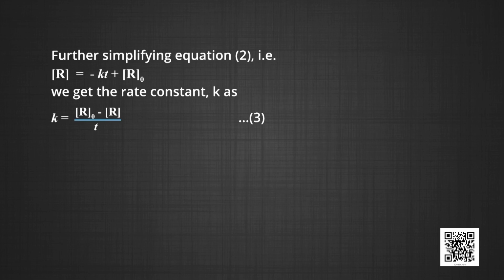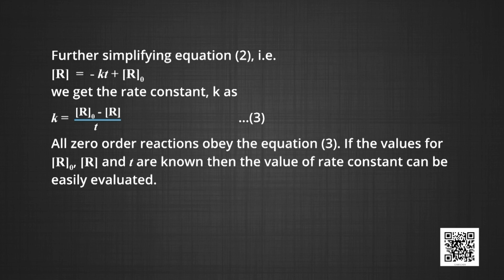Further simplifying equation 2, we get the rate constant k as k equals ([R]0 minus [R]) by t. This is equation 3, where [R]0 is the initial concentration and [R] is the concentration at time t. All zero order reactions obey equation number 3. If the values of [R]0, [R] and t are known, then the value of the rate constant can be easily evaluated. Zero order reactions are relatively uncommon, but they occur under special conditions.